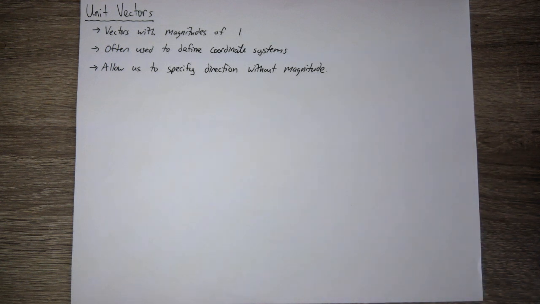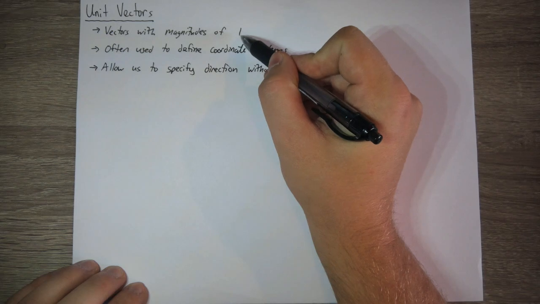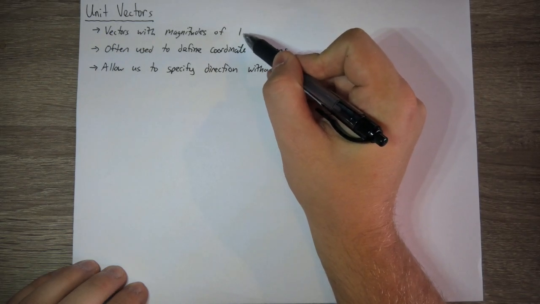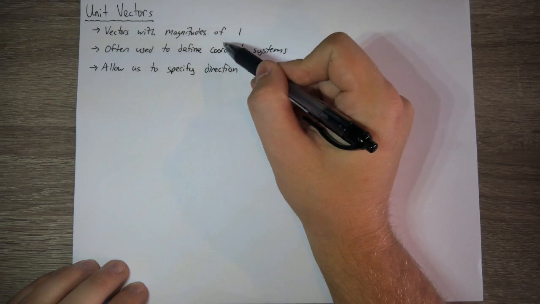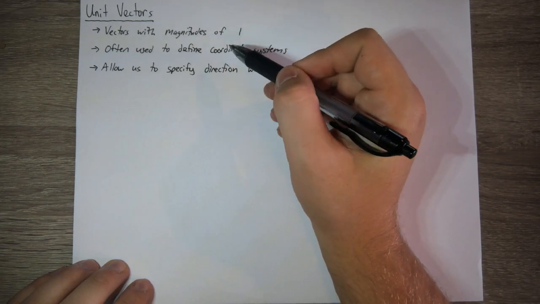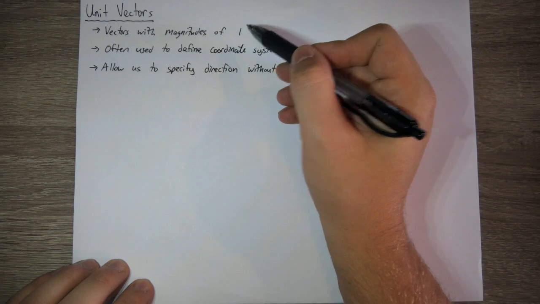Let's talk about unit vectors. Specifically, I want to get into how we can use unit vectors to express other vectors in a convenient form. But first of all, let's look at what unit vectors actually are. Unit vectors are simply vectors that have a magnitude of 1. That's the definition, that's basically the gist of what a unit vector is.